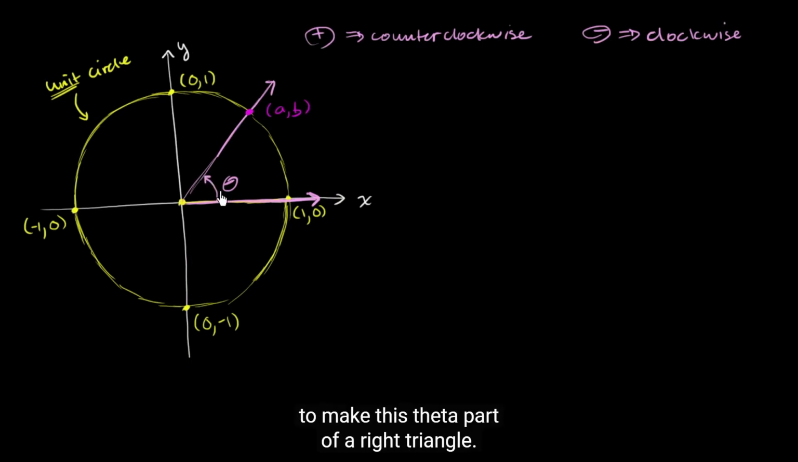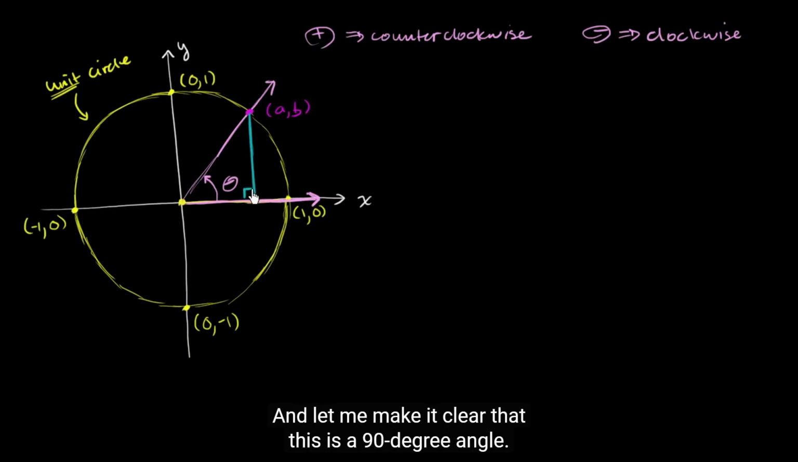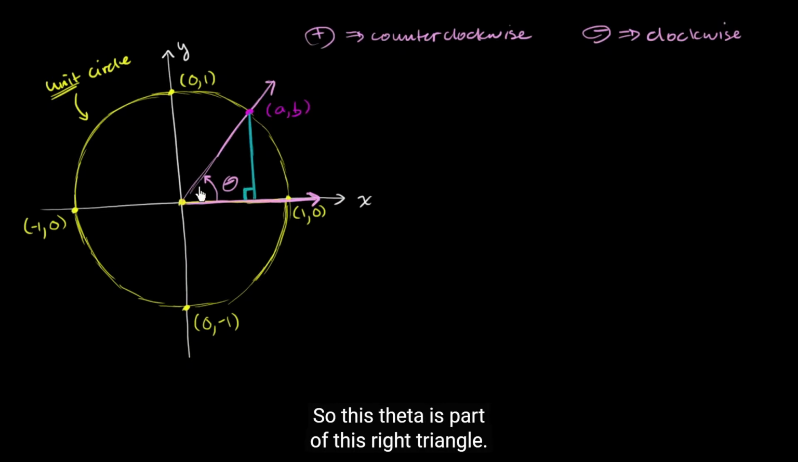And so I want to make this theta part of a right triangle. To do that, let me drop an altitude right over here, and let me make it clear that this is a 90-degree angle. So this theta is part of this right triangle. Let's see what we can figure out about the sides of this right triangle. The first question I have to ask you is, what is the length of the hypotenuse of this right triangle that I've just constructed?